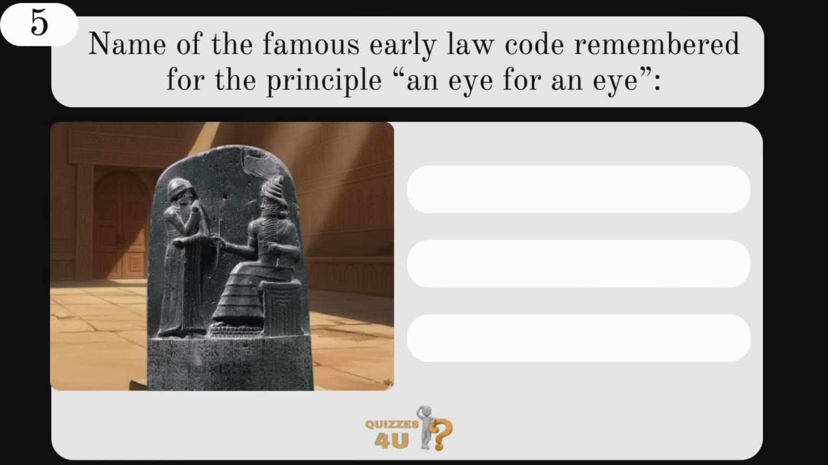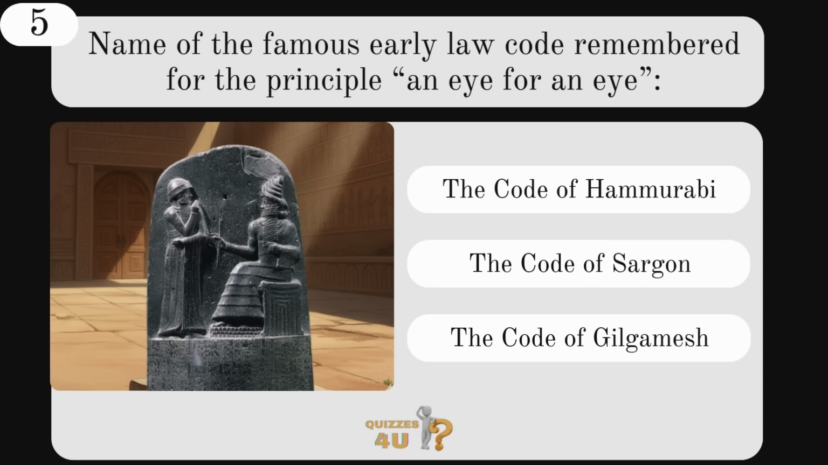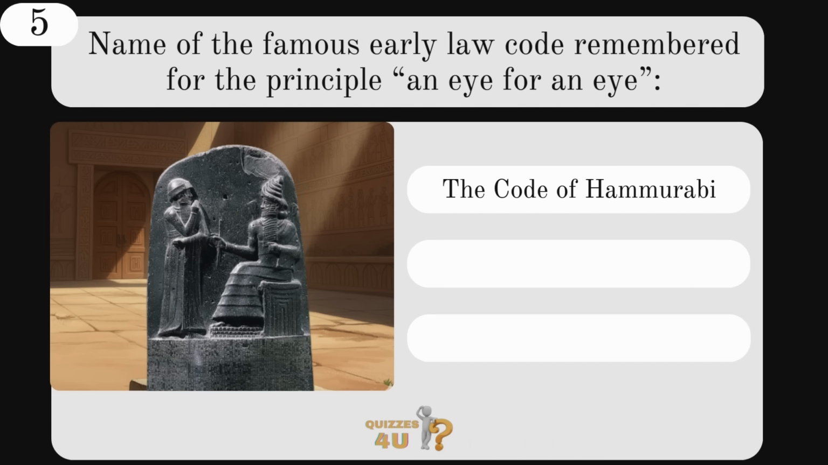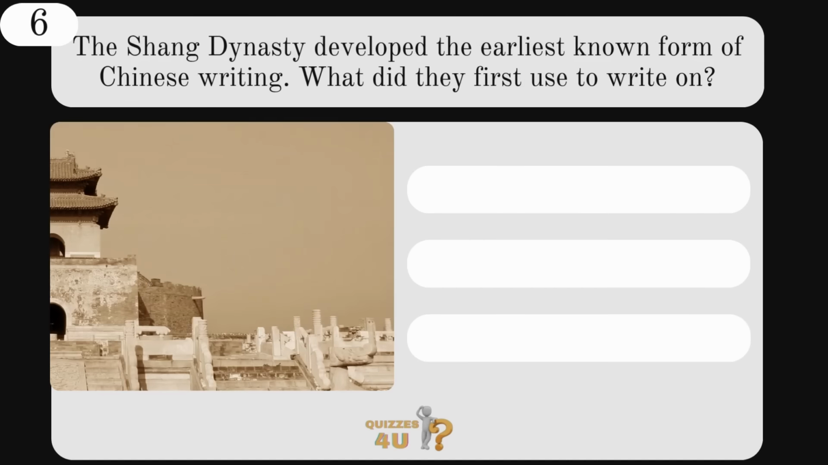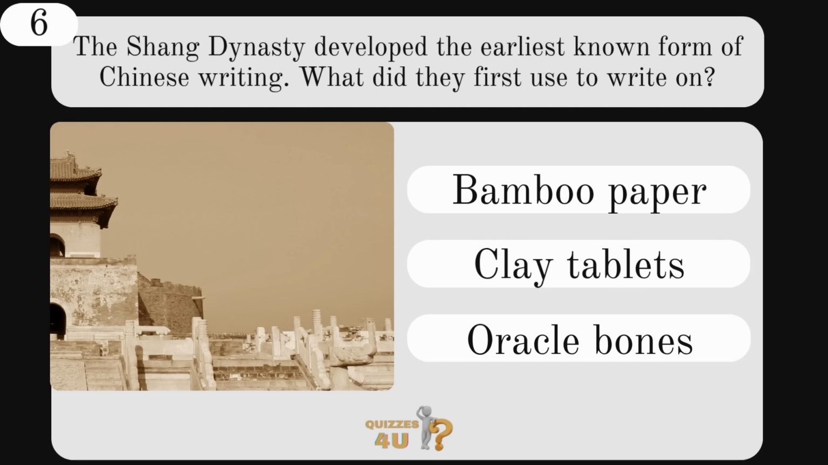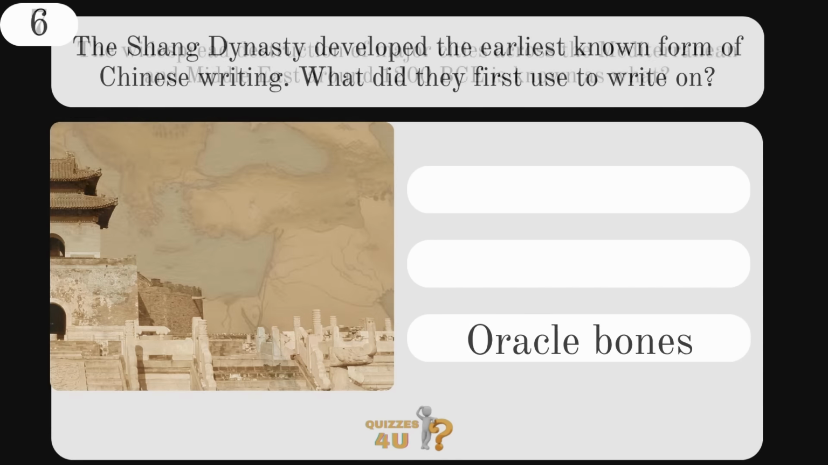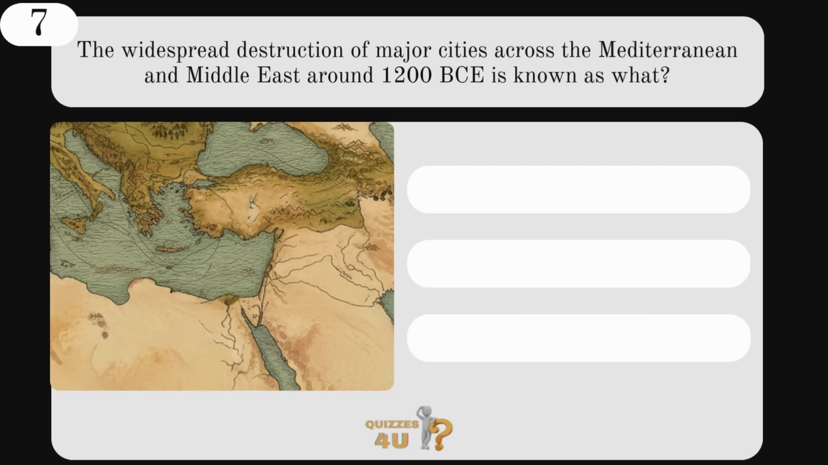Name the famous early law code remembered for the principle, an eye for an eye. Was that the Code of Hammurabi, Sargon, or Gilgamesh? That was the Code of Hammurabi. The Shang dynasty developed the earliest known form of Chinese writing. What did they first use to write on? Bamboo paper, clay tablets, or oracle bones? They used oracle bones.